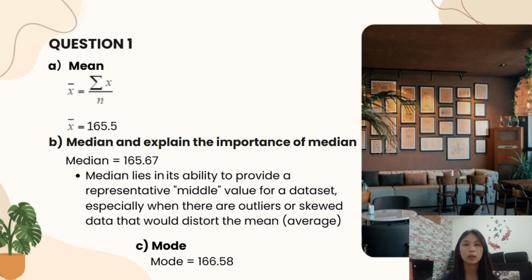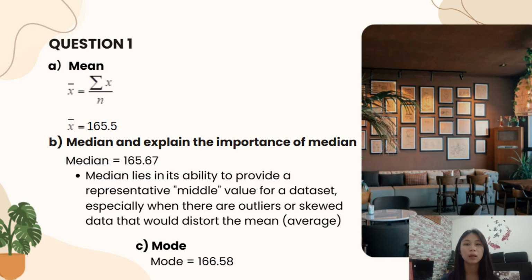For the median, I use the median class formula. I identify the class where the median position falls and then apply the formula using the lower boundary, cumulative frequency, class frequency, and class width. This helps us find the height value that lies exactly in the middle of all students.